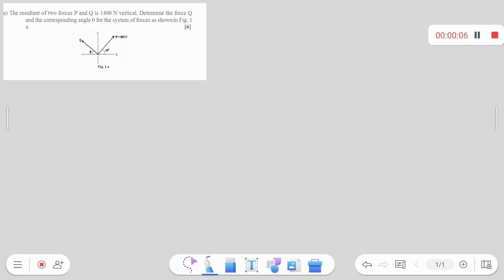Again, this question was asked in a previous question paper of SPQ. The resultant of two forces P and Q is 1400 N, vertical. Remember this: vertical. Determine the force Q and the corresponding angle theta for the system of forces shown in the figure. The sketch is given here, so we have to find out the resultant.